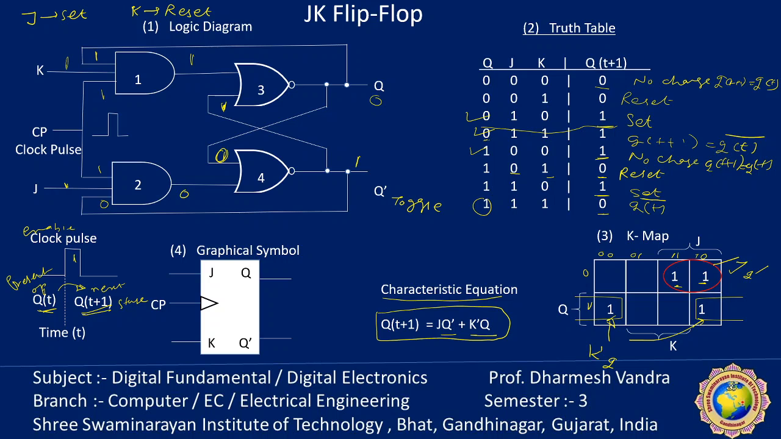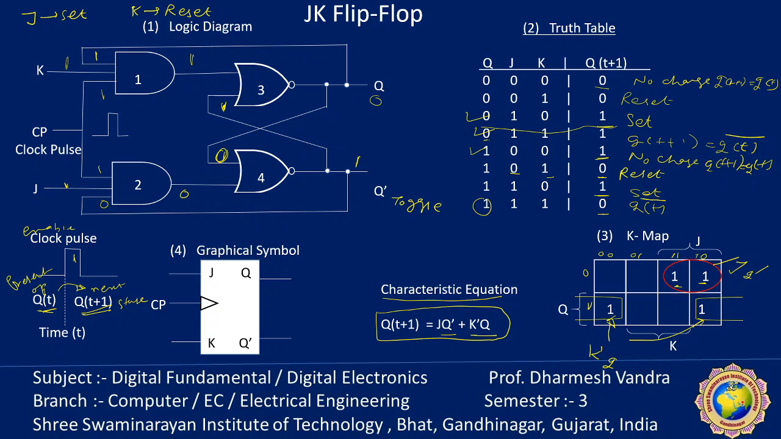Toggling the output means that the output will become the complement in the next state. If the present output is 0, the next state is 1. If the present output is 1, the next output is 0. Some books say that it is a flip-flop, and some books say that it is a toggling of the previous circuit. In this way, we can understand that.